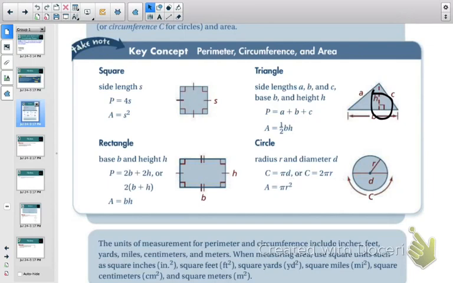And then area is pi times the radius squared. So if it doesn't give you the radius, you have to find the radius by cutting the diameter in half.